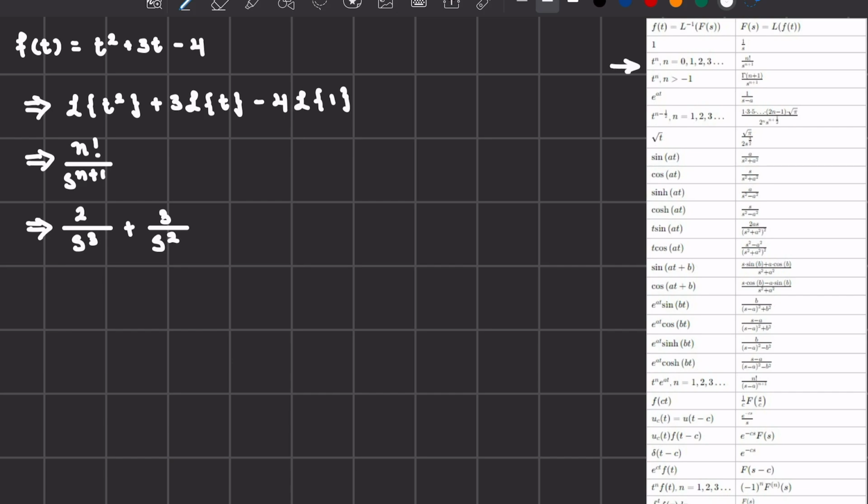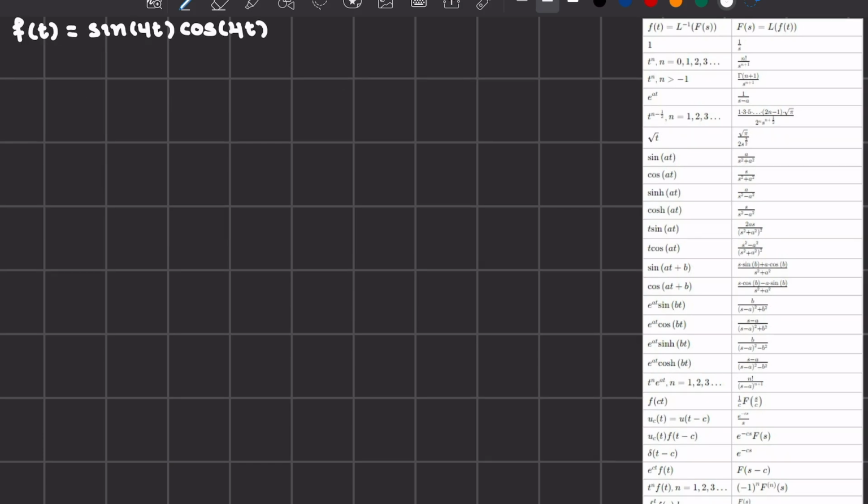Minus 4 times Laplace of 1. Whenever we see 1 here, or a coefficient like 4 times 1, or any real number times 1, it's just 1 over s. So we have here minus 4 over s. And this is our final solution of solving this equation using Laplace transform by the table.